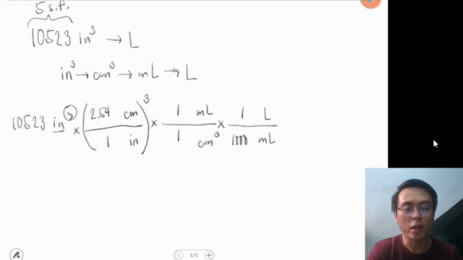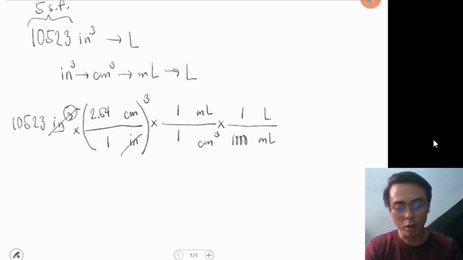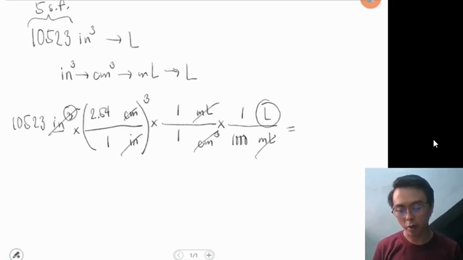If you take a look at the cancellation of units, cubic inches cancel. The denominator of this factor would also become cubic because we raised everything to 3. Cubic centimeter would cancel. Milliliters would cancel. The only unit that remains is liters. And you can input that to your calculator and retain 5 significant figures coming from our given.